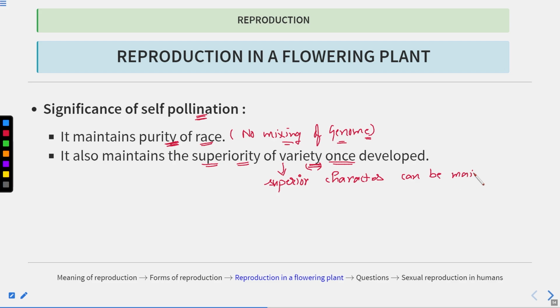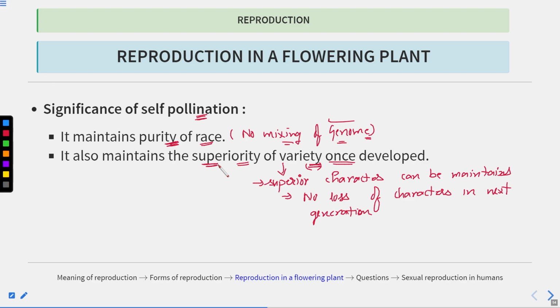Maintained means there is no loss of the character in the next generation. So how is this maintained? Because there is no loss of the characters in the next generation. Why is there no loss? Because there is no mixing of the different genomes. That's why the superiority is maintained.